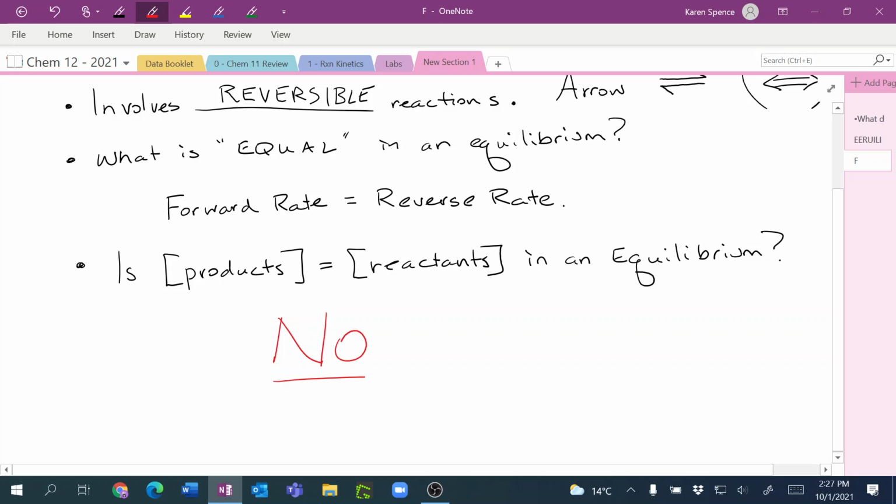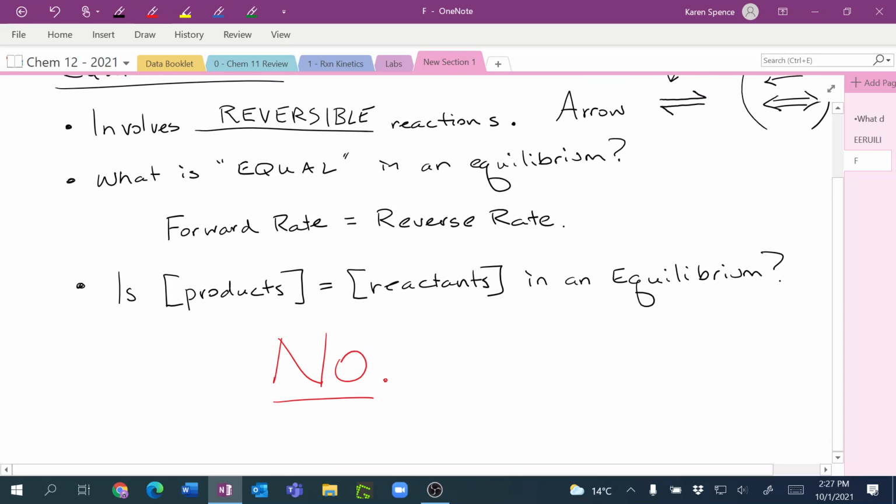No. Okay, and in fact, you will see a situation today where that is not the case, okay? And in fact, equilibria can sit at many different positions where sometimes you'll have an equilibrium where you have lots of reactants and very little product. And other times you'll have a relatively even distribution, and other times you'll have lots of products and very little reactants. So what is true is that the forward rate is equal to the reverse rate.